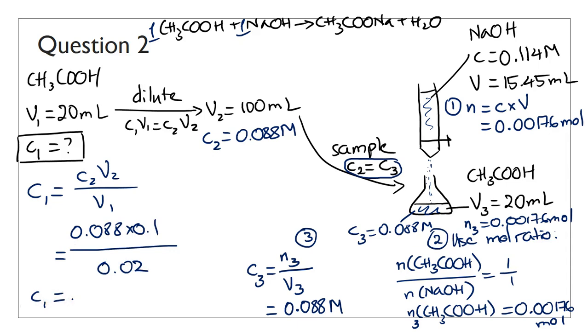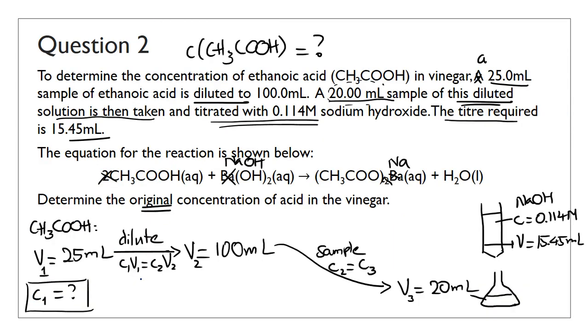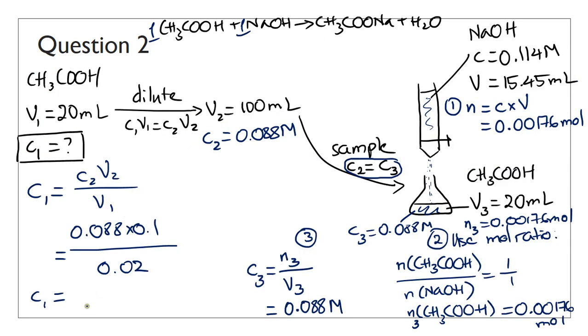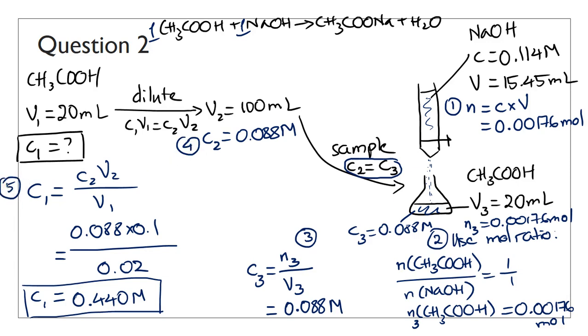So the final answer is, we're going to go with 3 sig fig, 0.440 mole per liter. So this is the original ethanoic acid concentration in the vinegar. If you can draw out a proper flowchart, you can do all of your working out on that flowchart, and you start at the end and then you work backwards. If you want, this is step 4, to find C2, and then step 5 is to find the original concentration.